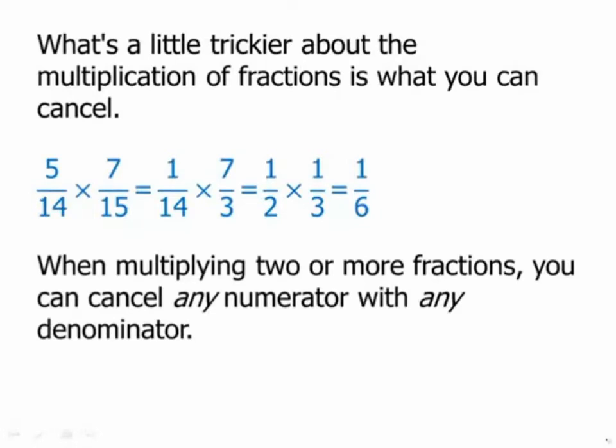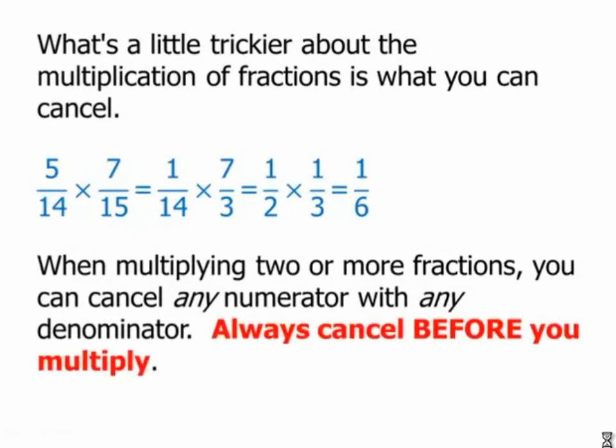When multiplying two or more fractions, you can cancel any numerator with any denominator. If there's a common factor between any numerator and any denominator, you can cancel it. And I'll say right now, always cancel before you multiply. This is a huge mathematical strategy that people overlook. If you always cancel before you multiply, you'll make your life so much easier.